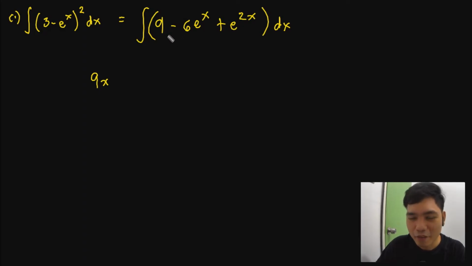attach the variable itself, so that's 9x, then minus, this one is 6e to the x, and we know very well na yung ating derivative of e to the x is e to the x as well as the antiderivative.